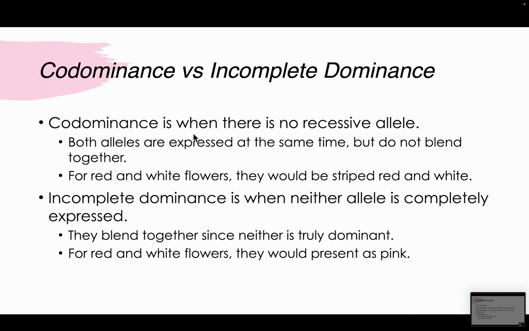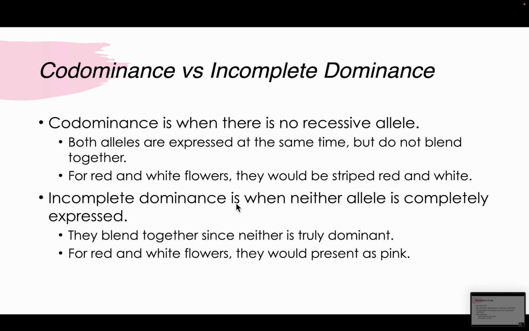So codominance is when there is no recessive allele. Co means together, dominance for the dominant allele, so they're both dominant. They will both be expressed at the same time, but they don't blend together. So for example, for four o'clock flowers, or whatever type of flowers those are, red and white flowers will present as striped. That's how you can get certain patterns like on cows and stuff like that, because it's codominance.